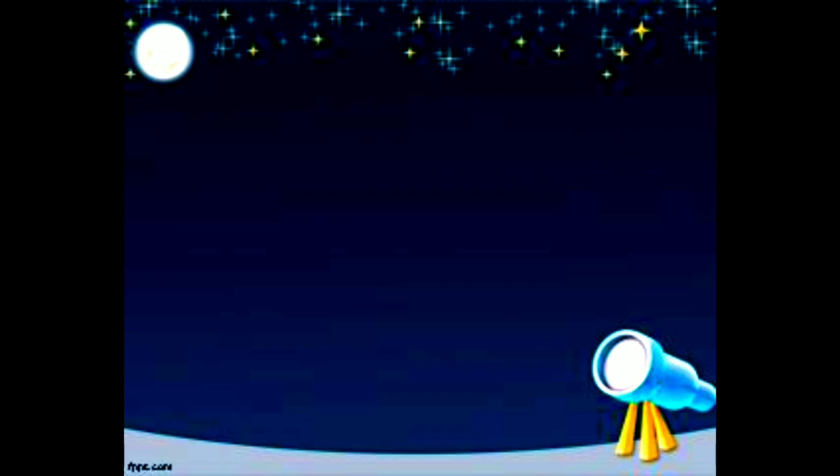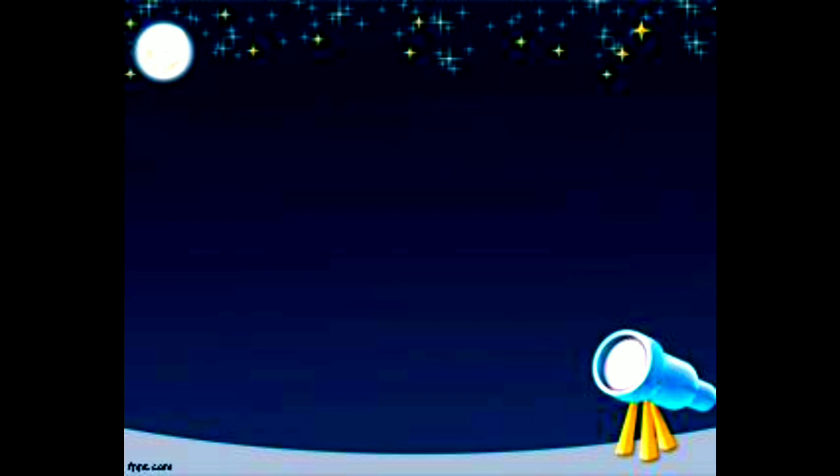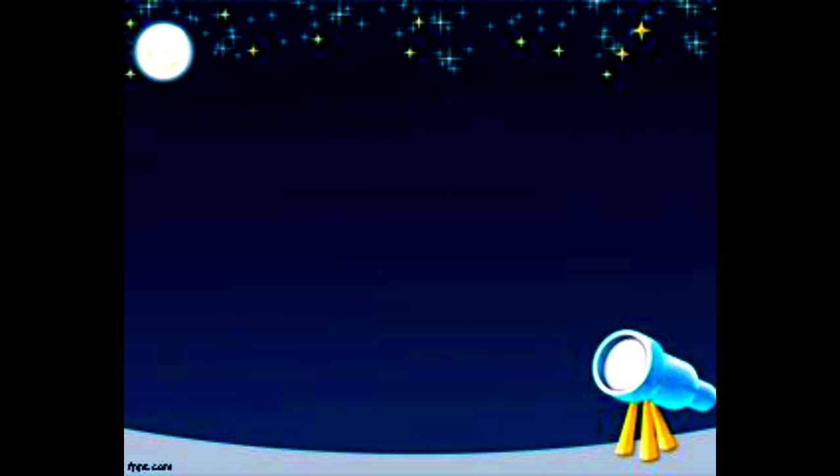Now that we have the boiling point elevation, we can get the boiling point of the solution, which is equal to the boiling point of the pure solvent plus the boiling point elevation, which is equal to 100 degrees Celsius, the boiling point of water, plus 0.643 degrees Celsius, which is equal to 100.643 degrees Celsius. Therefore, the boiling point of the 3.5% NaCl solution is 100.643 degrees Celsius.